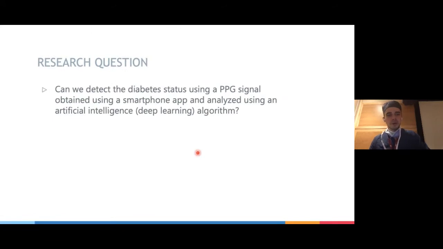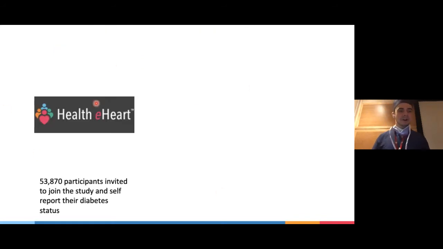So our research question was: can we detect diabetes using a photoplethysmography signal obtained using a smartphone app and analyzed using an AI algorithm? To do so, we leveraged Healthy Heart. This is a San Francisco cohort. It's actually a worldwide cohort, but it's a San Francisco registry that invited anyone with an email address over the age of 18 to contribute data to research, and to cardiology research specifically.